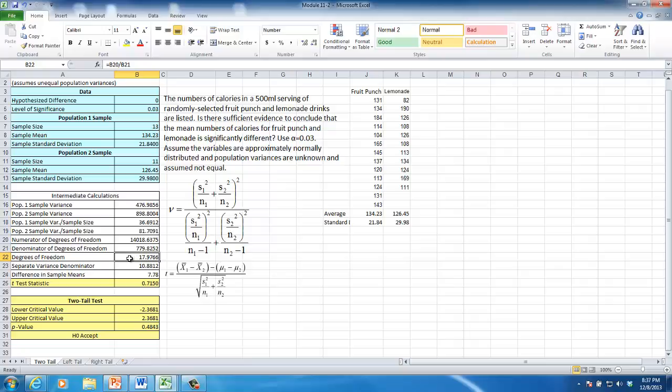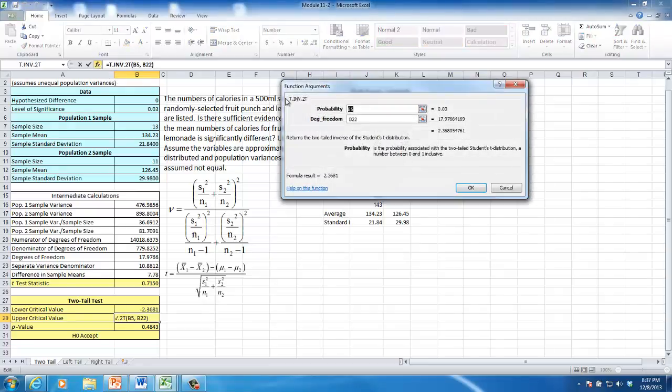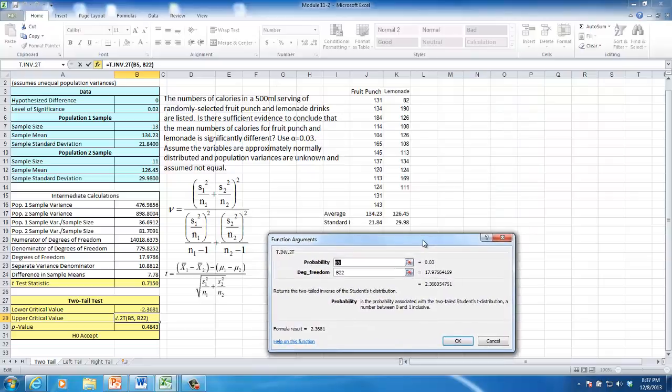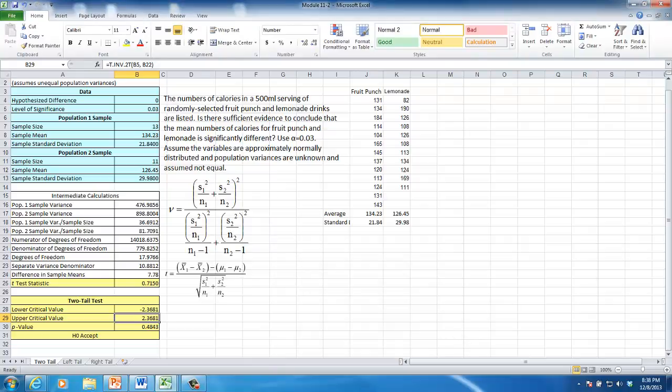And we use the degrees of freedom to find the critical value right here. So I want to bring up the function argument for this critical value. We use T.INV.2T, probability is B5, which is 3%, and degrees of freedom B22 right here. So the critical value then is 2.3681.